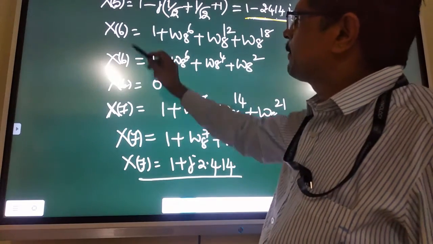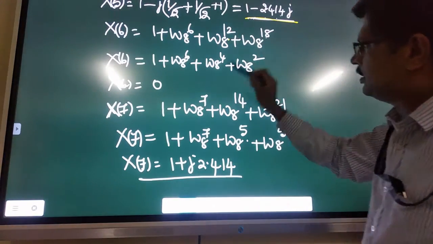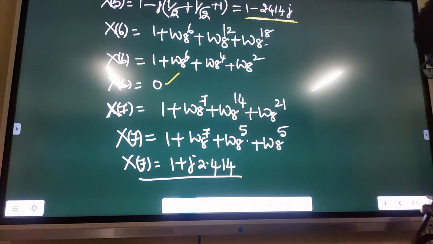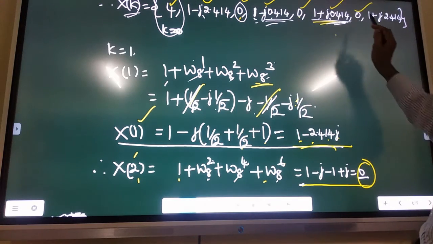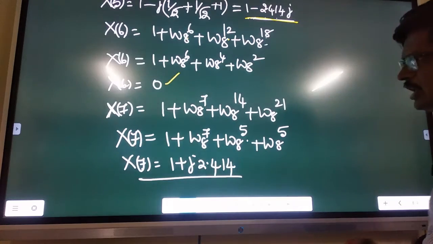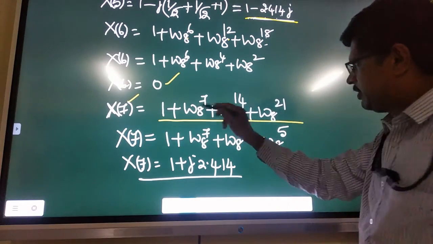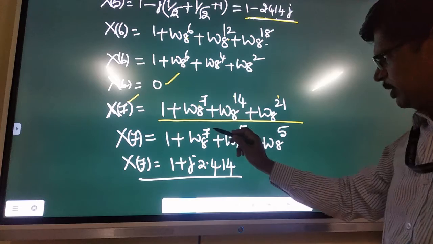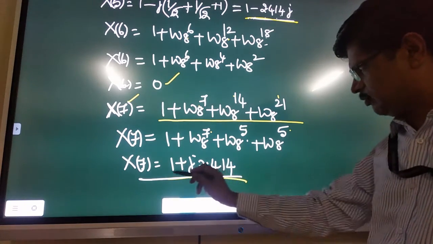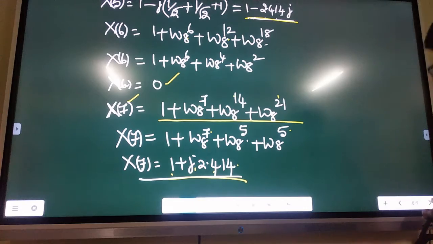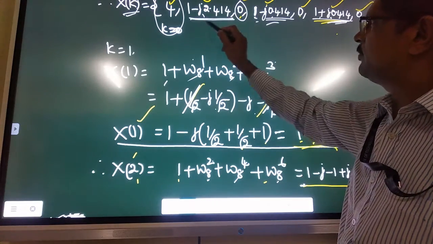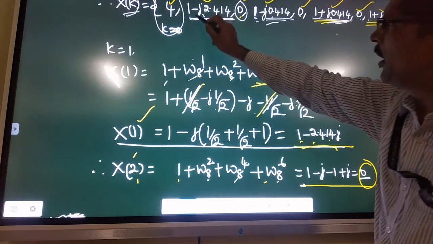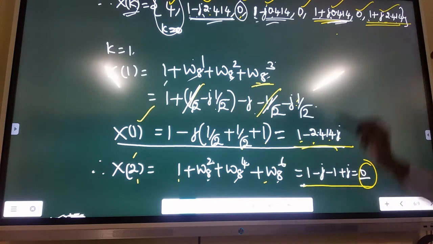Then the last ones. When k is 6, substitute here 8 power 6, 12, 18. Substitute all that, you will get 0. x6 is 0. Last sample, when k is 7, substitute here 7, 14, 21. Use the periodicity property 7, 6, 5. Then solve this, you will get 1 plus j2.414. That is your last sample. See this, 1 plus j2.414. It is exactly the conjugate of 1 minus j2.414.